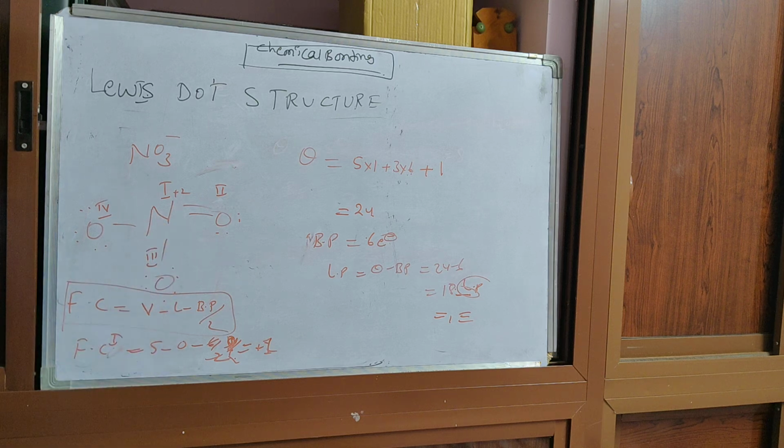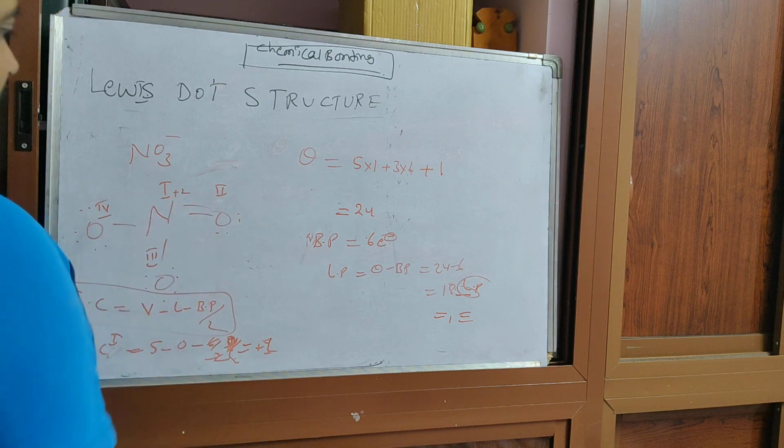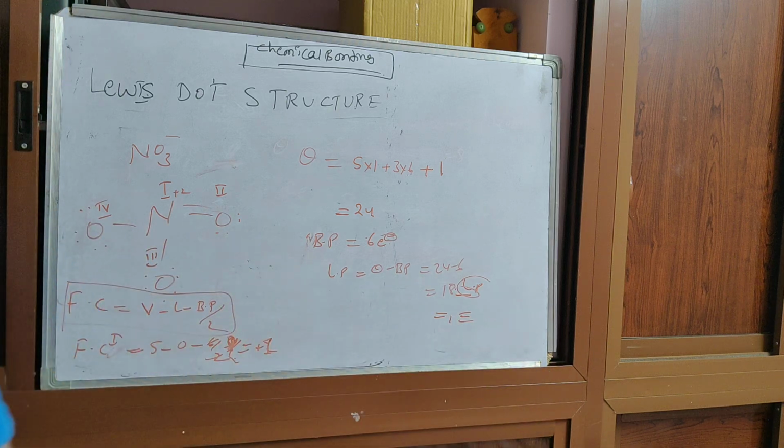Then only that's why it forms the double bond. Okay, no problem. This double bond is converted as a lone pair, considered as a double bond. That's why it is asking for the plus 1.